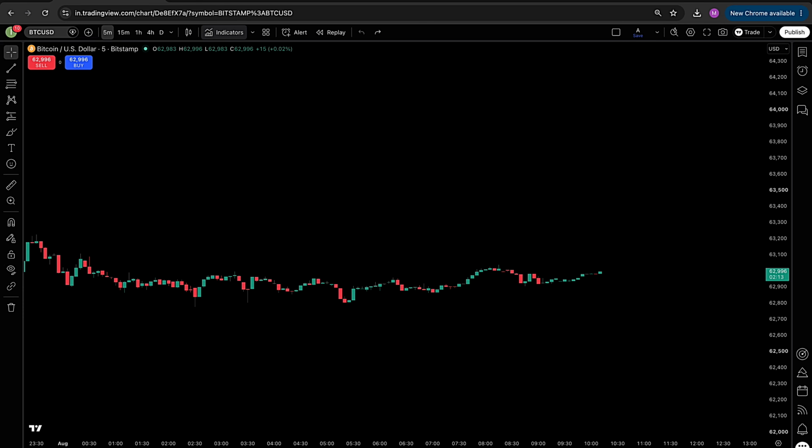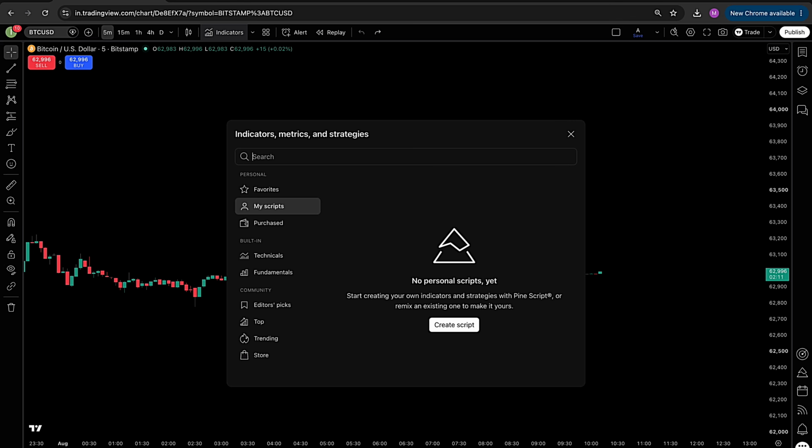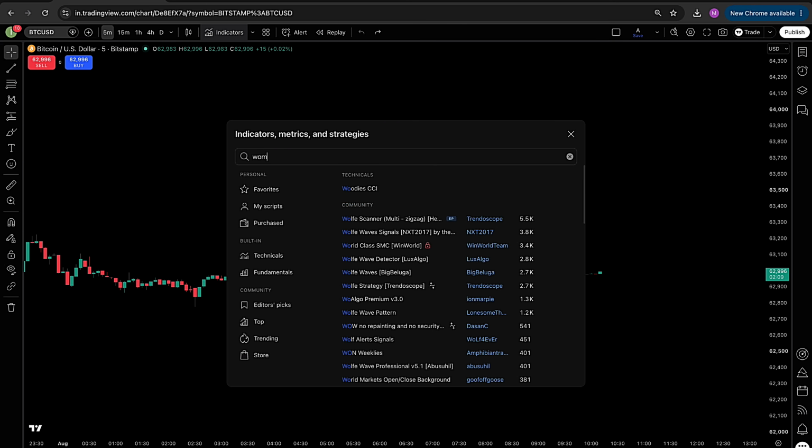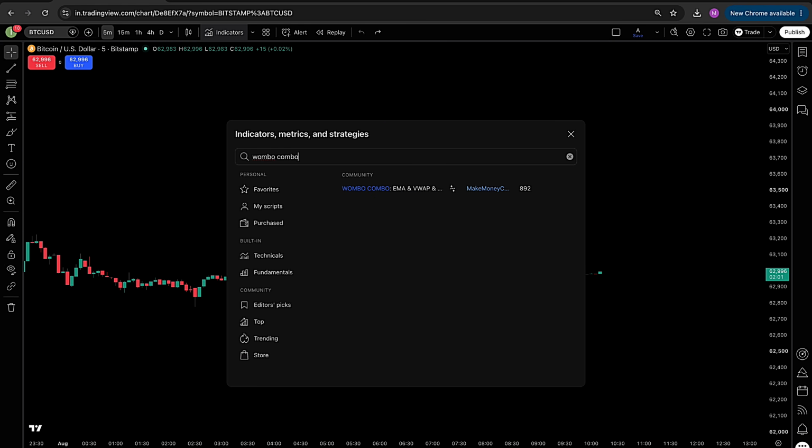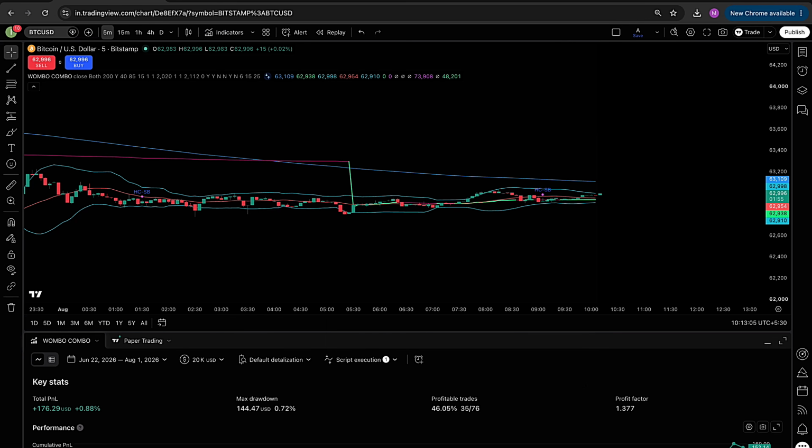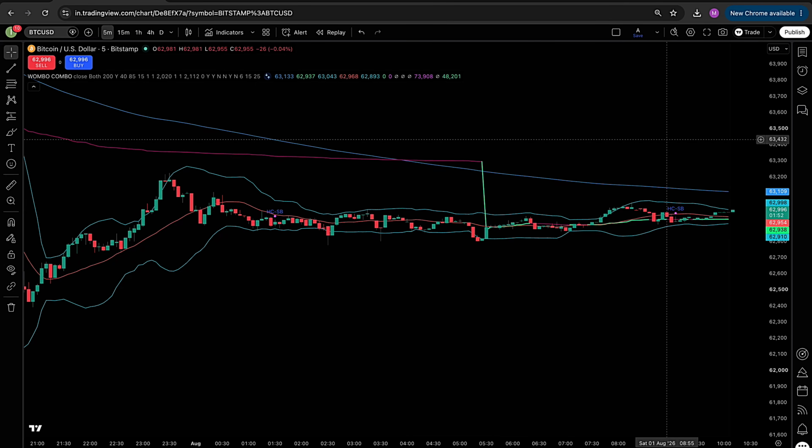For that, we'll go to the indicator section and search here. The name of our first indicator is... As soon as you type combo, Bombo Combo will appear here. Bombo Combo EMA VWAP. You need to add this. It will show you something like this. You need to go into its settings.